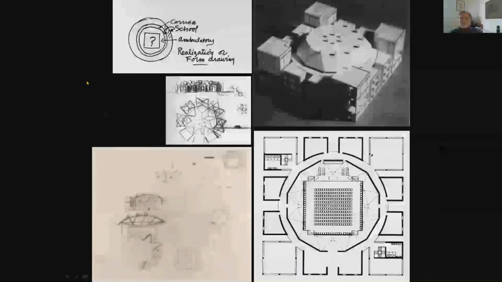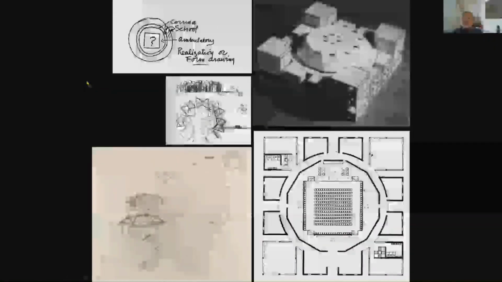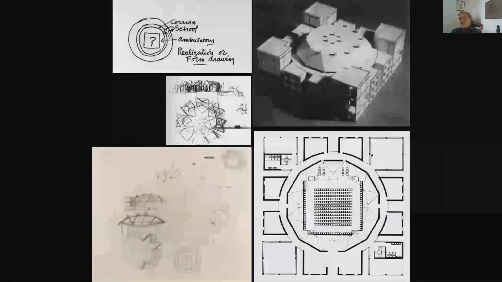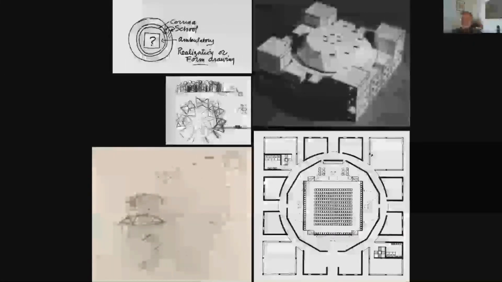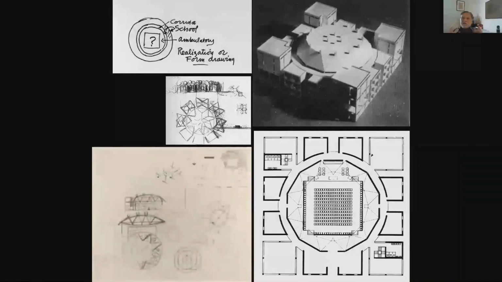The second project that I want to demonstrate this idea with is this Unitarian Church in Rochester. This is a church which has a theological school attached to it. His first sketch puts in the center a question about what this place is, an ambulatory around it, and then an outer circle that talks about the school. So this is what they call the form diagram, not a design, but a diagram which talks about the relationship between various elements, school and the church and something in between.